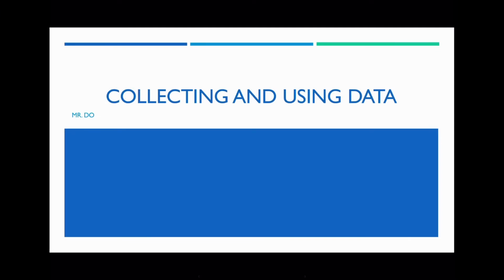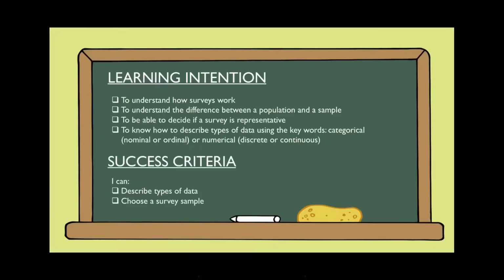Hello class, in today's video we're going to be looking at collecting and using data. The learning intentions of this video are that we're going to understand how surveys work, understand the difference between the two words population and sample, be able to decide if a survey is representative, and lastly know how to describe types of data using the keywords categorical or numerical, and there are other subtypes of each of these.